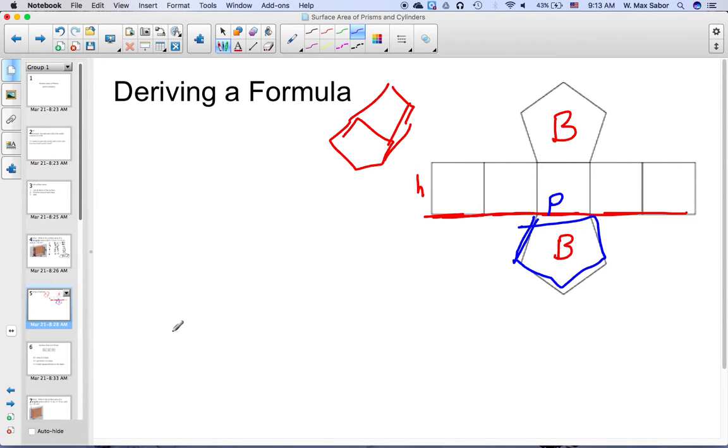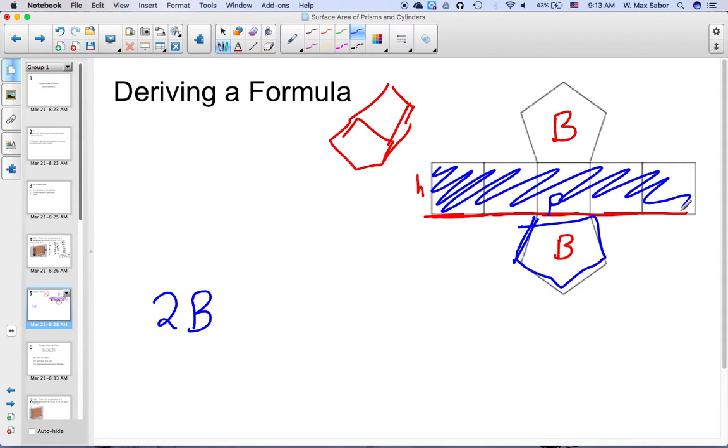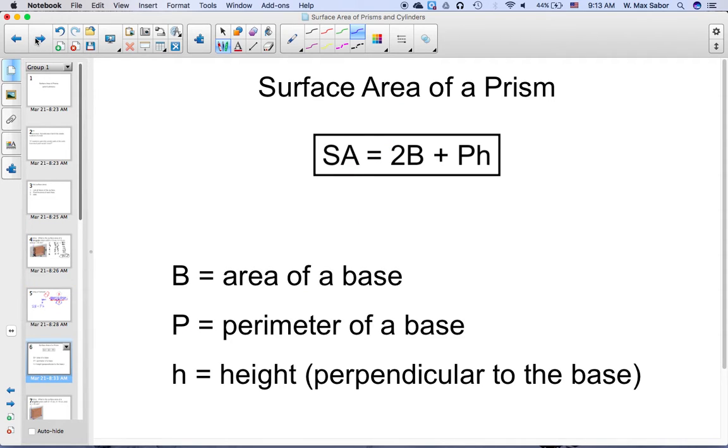So if we look at the bases, we have 2 bases, and the space inside is a large rectangle with the perimeter of the pentagon, or whatever the base was, times the height. So this is the formula. You'll notice that the 2 bases are the 2B, and Ph would be the lateral. So the surface area of a prism is 2 times the area of the base plus the perimeter of a base times the height. And the height is the height perpendicular to the base.